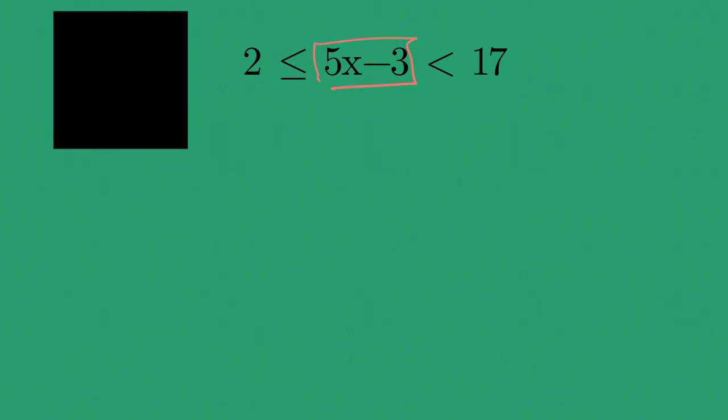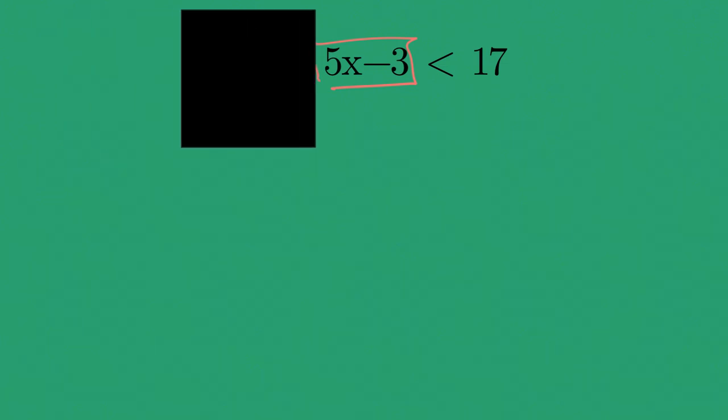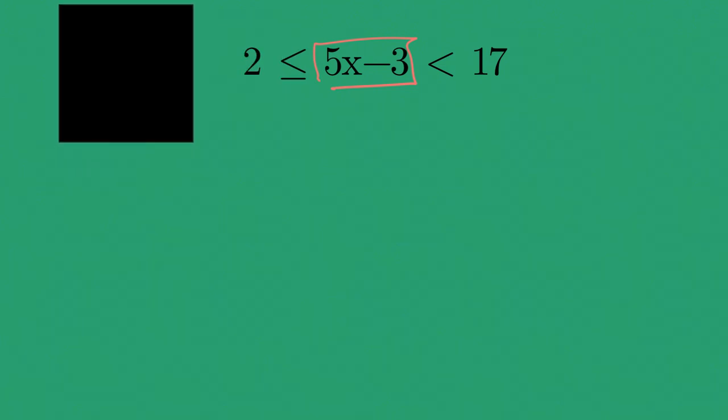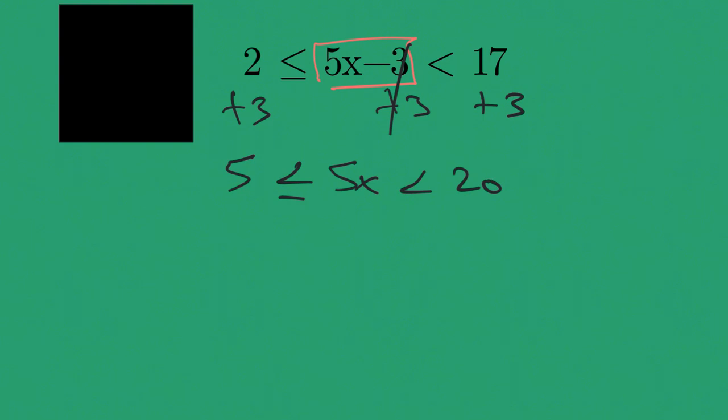What do you think we would do first? What would you do first? Let me cover that up. What would you do first to start solving this? Add 3. Add 3. Okay? So what we'll do here is we're going to add 3 to both sides of this thing. Boom. Gone. Over here we got a 5. And over here we've got a 20.